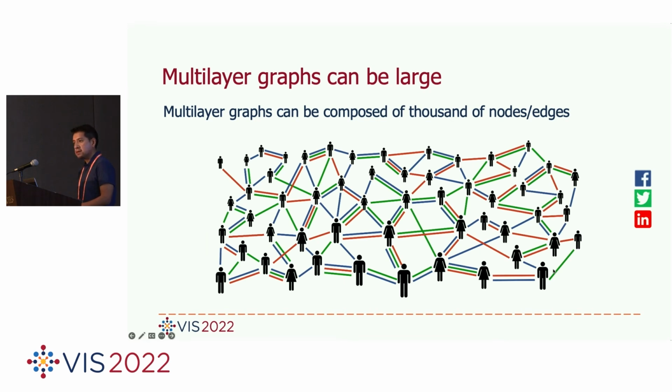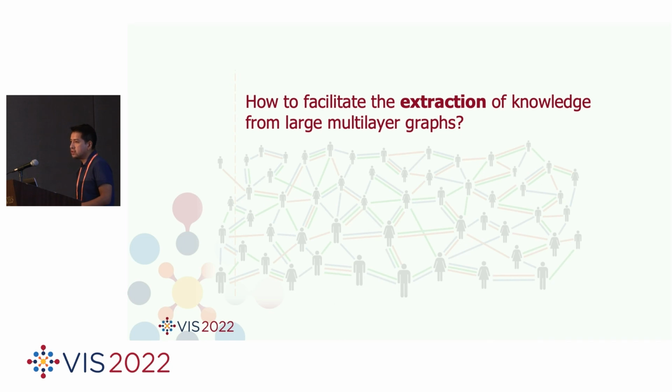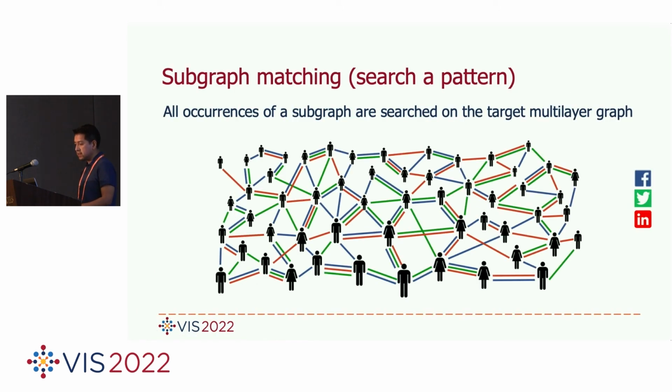But most of the time, multi-layer graphs are large. They are composed of thousands of nodes or edges. So a common question arises about how to extract knowledge from these kinds of graphs. In this context, the subgraph matching technique is an approach that helps us obtain information from graphs. It consists of searching for all occurrences of a subgraph in the target graph, the main graph. Most of the time, the subgraph is called a pattern.